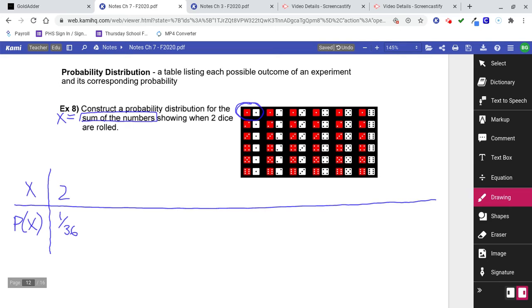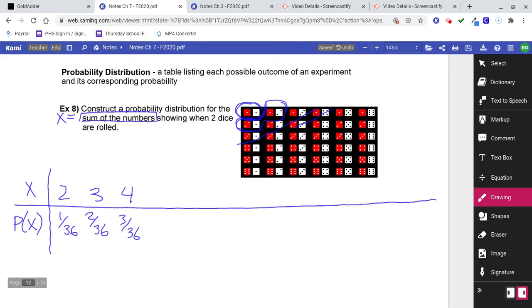So a probability distribution is a table that lists all of the possibilities, all of the possible outcomes for, in this case, the sum of the numbers. So what else could happen? Well, look at these two. These two show a sum of 3, the probability being 2 outcomes out of 36 total. If you notice what else could happen, there could be a sum of 4. I see 3 of those out of 36.